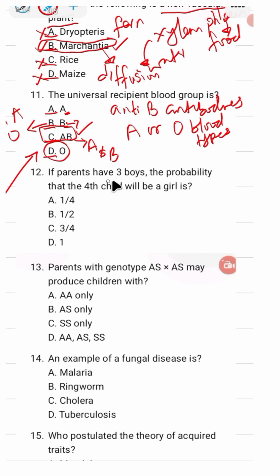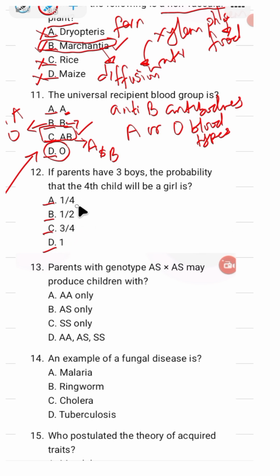If a parent has 3 boys, the probability that the 4th child will be a girl is: A, 1/4; B, 1/2; C, 3/4; and D, 1. So let's look at the analysis. Let's look at the first one.